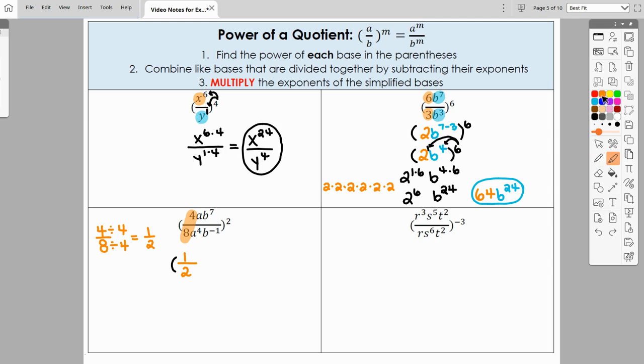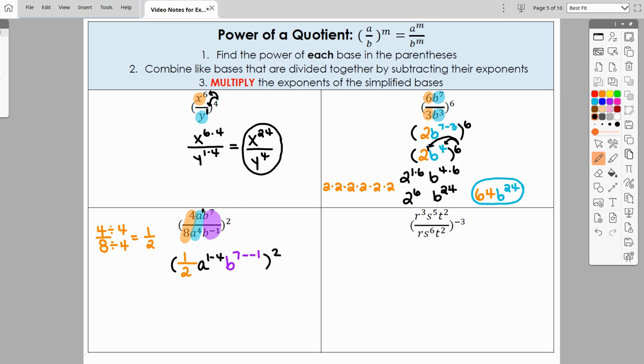The letter a's can also be adjusted here. As I see, I have a to the first power. Again, when there's no number, I put a 1. And I have a to the 4th power as well. When I do 1 minus 4, I'll get my answer for that base of a. Then I do the letter b's here. As you see, I have b to the 7th and b to the -1. I will do that subtraction because I have to subtract your exponents here.